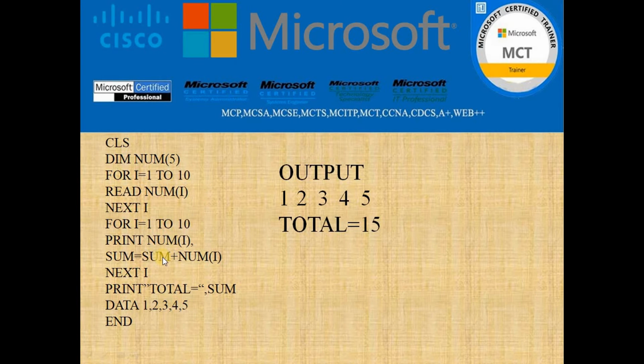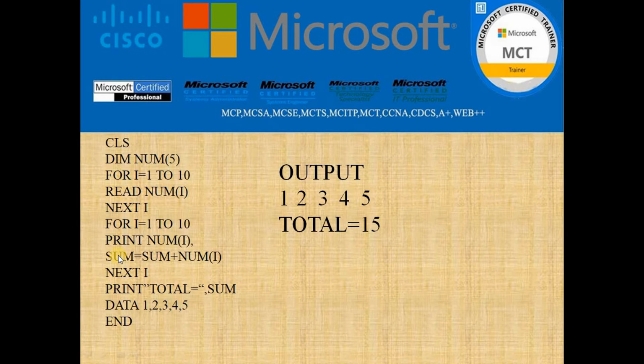So 2. Last time the value of sum was 1. So 1 plus num2. Which value is in num2? 2. That means 1 plus 2, 3. So that way it goes back how many times? 5 times, and it's going to find the sum of all the array values that you have stored. So that's why you see I have written 1, 2, 3, 4, 5. It's going to print them on the same line, because they are separated by this comma.